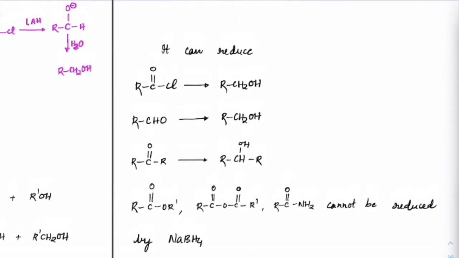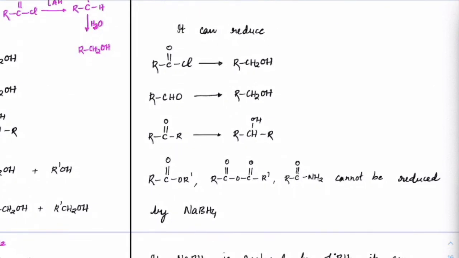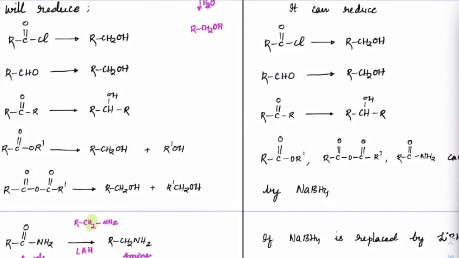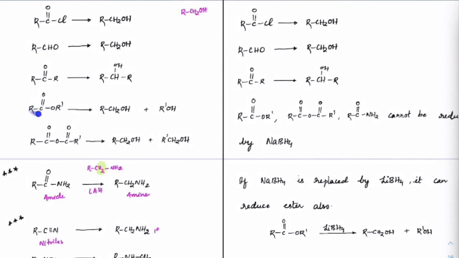Now let us come to sodium borohydride. What all things it can reduce, with comparison now. See, first we had acid chlorides, aldehydes, ketones which were reduced. The same thing will happen here also. Acid chlorides, aldehydes, ketones, they are being reduced by NaBH4. No problem with that. But after that, whatever list we had, which is esters, anhydrides, amides, cyanides, isocyanides, none of these will undergo any reduction with NaBH4.